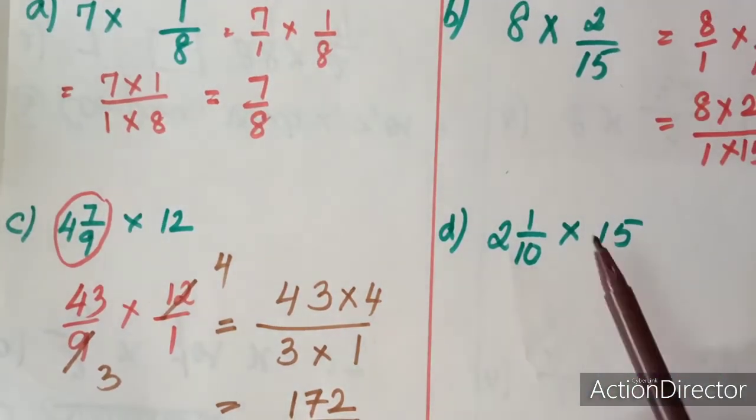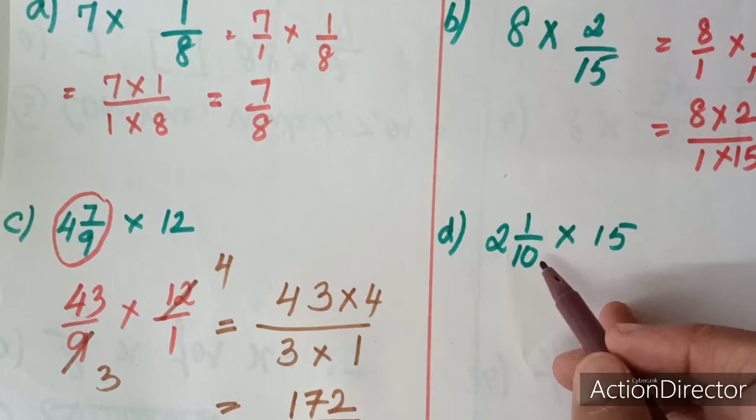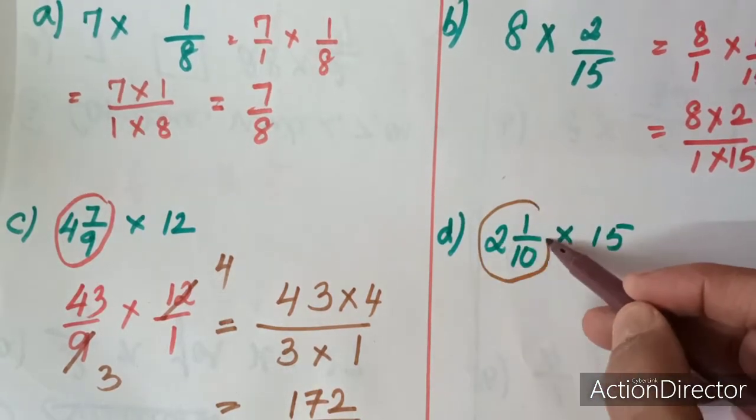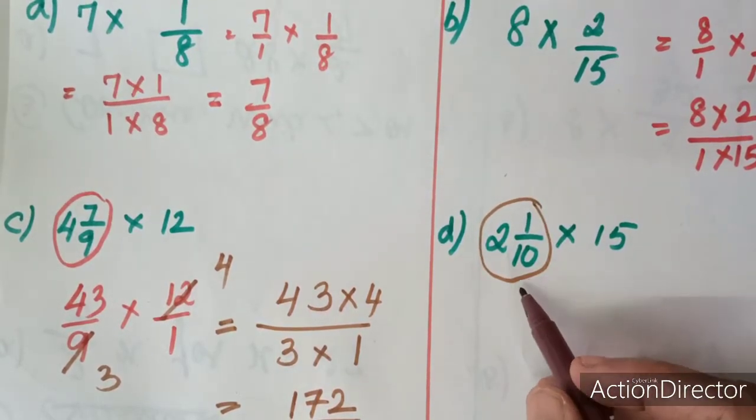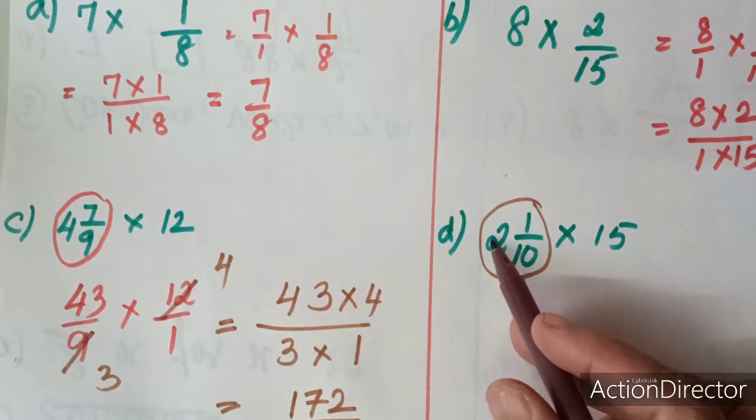Next one, here 2 1 upon 10. Again it is a mixed fraction. So first convert this into an improper fraction. 10 into 2, 20.